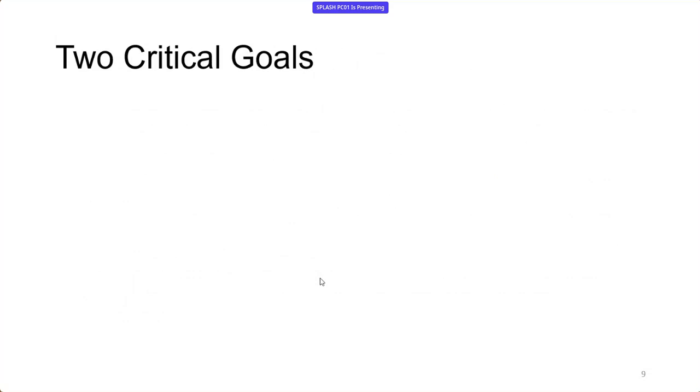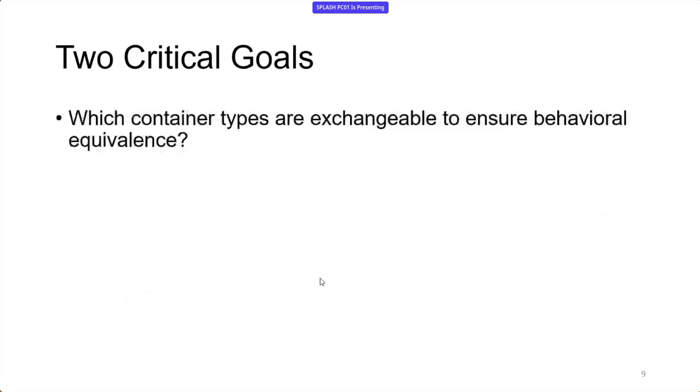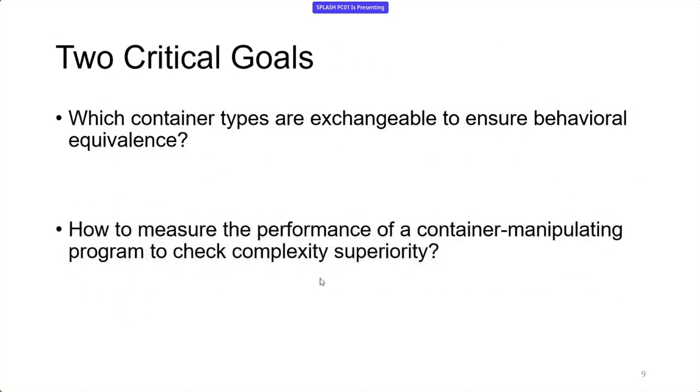To achieve these two constraints, we need to set them as two critical goals for our synthesis algorithm. Actually, we need to answer two important questions to achieve these goals. The first one is, which container types are exchangeable to ensure behavior equivalence? And the second one is, how to measure the performance of the container-manipulating program so that we can determine whether the new program has complexity superiority over the original one. The answers to these two questions are very important to design our synthesis algorithm. Now I will illustrate how to handle these two issues and demonstrate our key ideas.